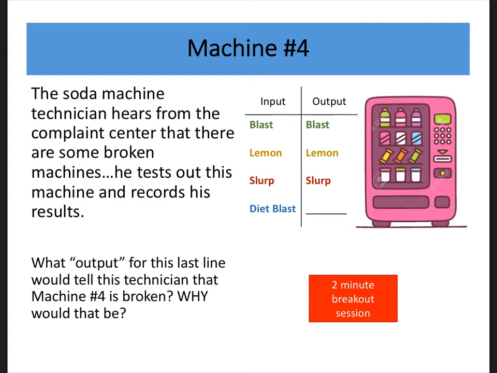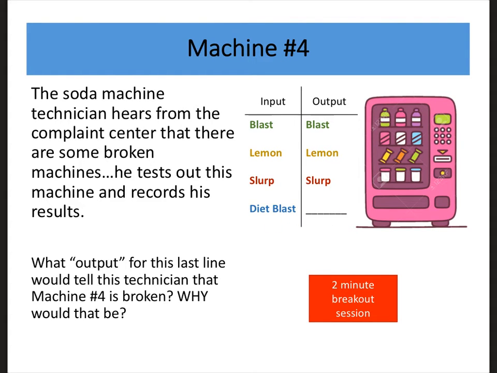Well, here's this idea of a soda machine, and I set up this situation where a technician comes to fix this broken machine, and he's going to test this thing out. He pushes the button for blast and he gets out blast, he pushes the button for lemon and gets lemon, and he pushes the button for slurp and gets slurp. Is there anything that could come out when he pushes Diet Blast that would make this not a function?